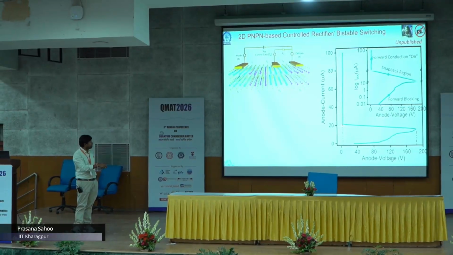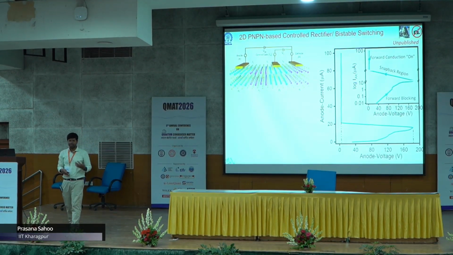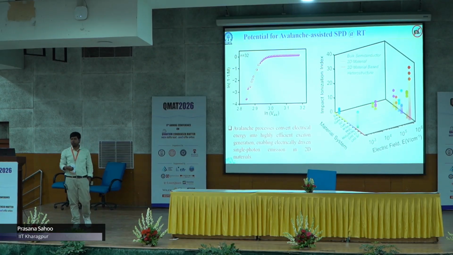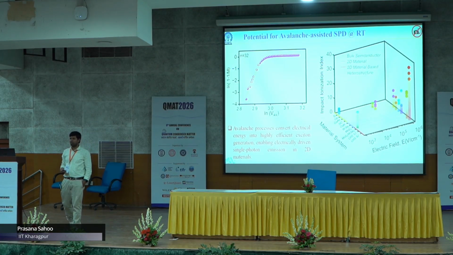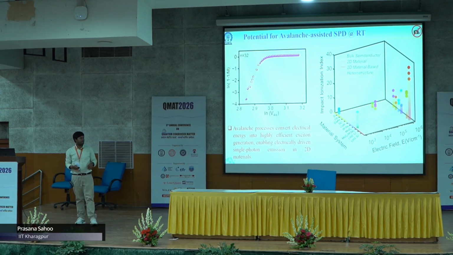Ideally, if you hold your device here and shine a single photon, it should be able to detect a single photon in this kind of geometry. We calculated the avalanche multiplication factor, which comes to around 32, far better than any conventional semiconductor present, which is below 10. In our lateral geometry we can get more than 30 avalanche multiplication index. That means these are promising candidates for low-light and single-photon-level detection.